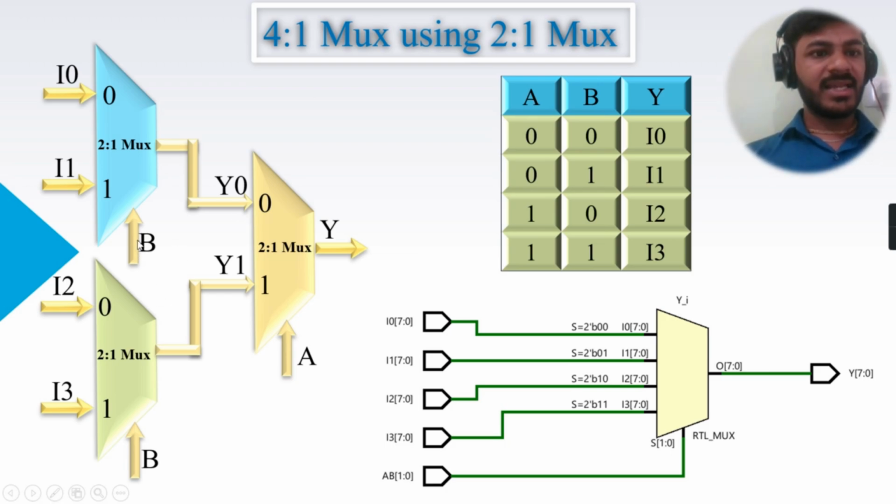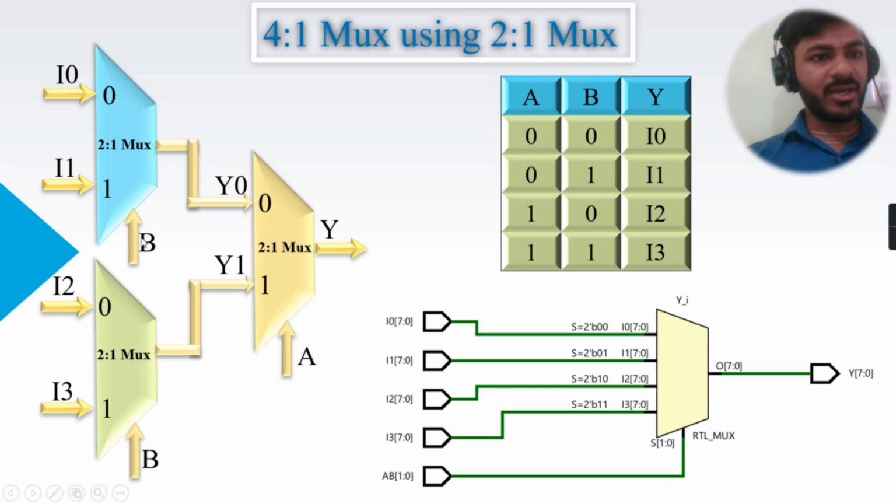So if my select line B is equal to 0, then from the first 2 is to 1 mux, I0 will be routed to Y0 and from the second 2 is to 1 mux, I2 will be routed to Y1. Now select line A will decide, from these inputs Y0 and Y1, which input will be routed to Y. If select line A is equal to 0, then Y0 will be routed to Y. That means I0 will be routed to Y. If select line A is equal to 1, then I2 will be routed to Y.